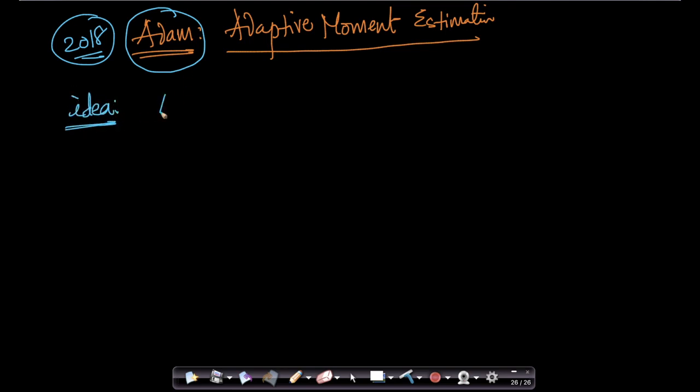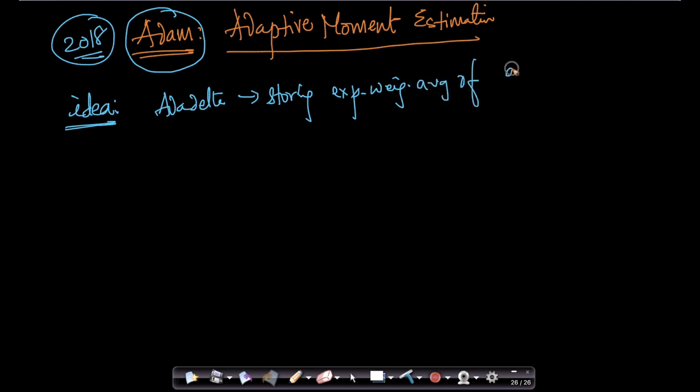If you recall our Adadelta, and even Adagrad, in our Adadelta we are storing the exponential weighted average of squares of gradients, of gradient squares. And we're using this to modify our learning rate through eta dash t. But here, look at this. We are taking the squares of gradients and using it.